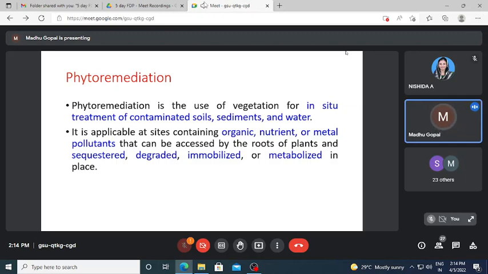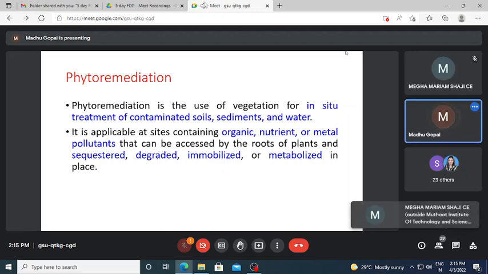Then the third category is the metal pollutants. Earlier I mentioned the heavy metals. The heavy metals are of anthropogenic origin. Many of them result from industrial activities. All these heavy metals like mercury, cadmium, then lead, nickel, zinc, all these are called heavy metal pollutants. The only thing is these metals should be accessible to the roots of the plants.